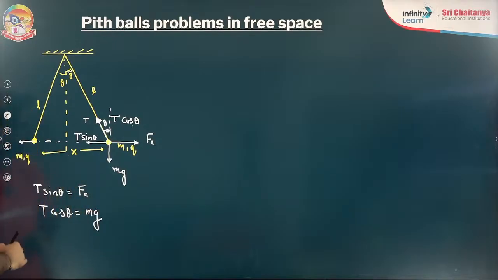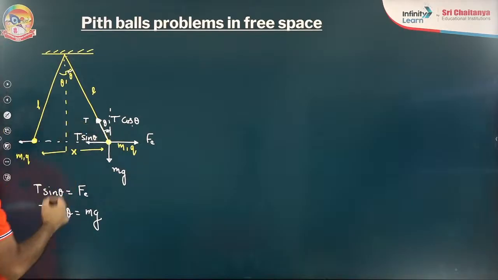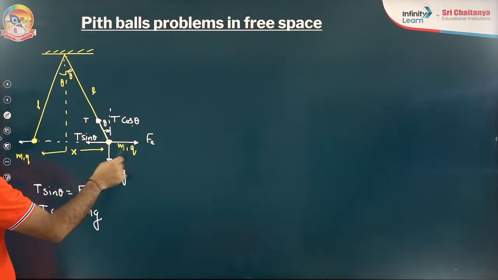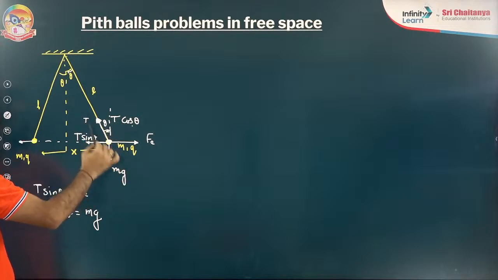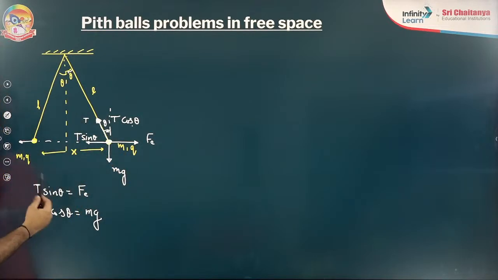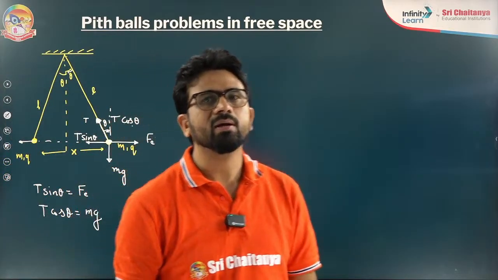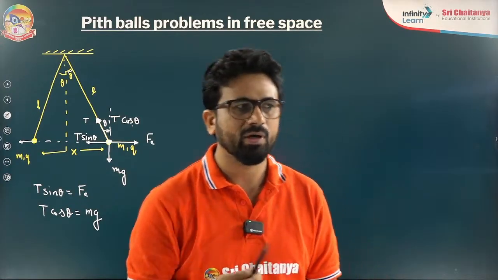I am repeating again, try to understand it. There are two pith balls. On this pith ball, there are three forces acting. One is electrostatic force, outward, horizontally, vertically downward there would be mg, and along this string there would be tension. So tension can be taken in components. Now any student can ask one question, sir, why are you taking only the component of tension? You are not taking component of mg, or component of Fe.